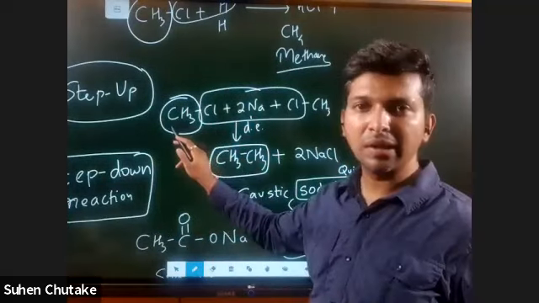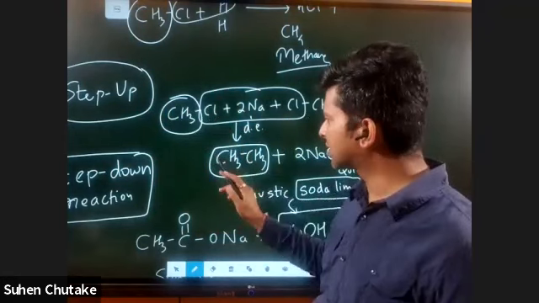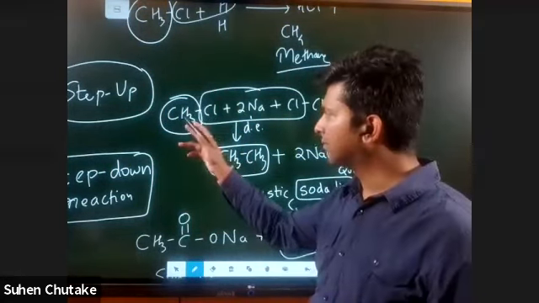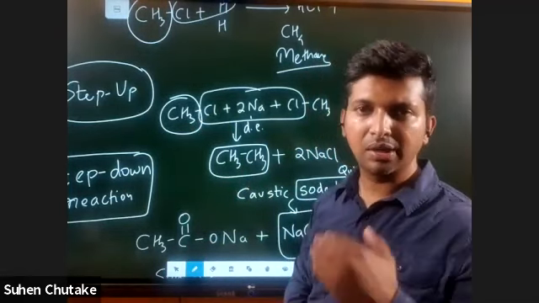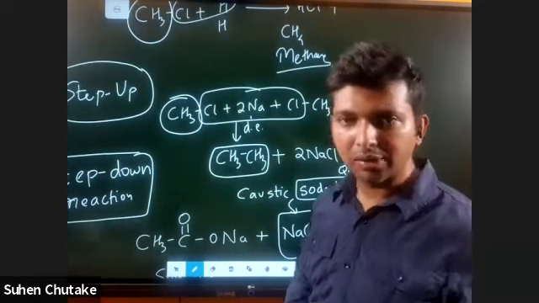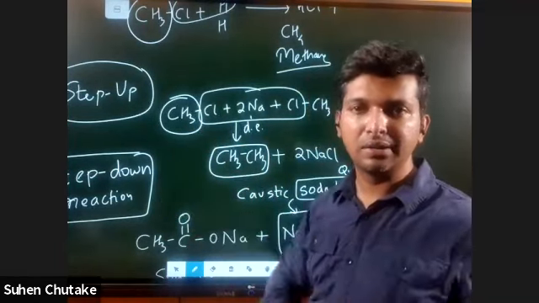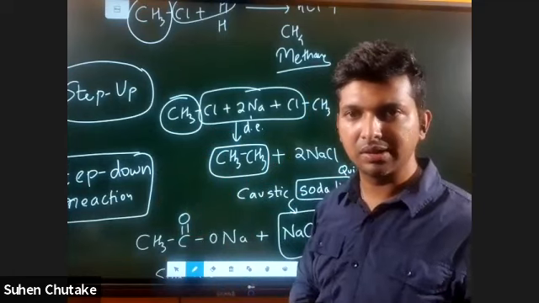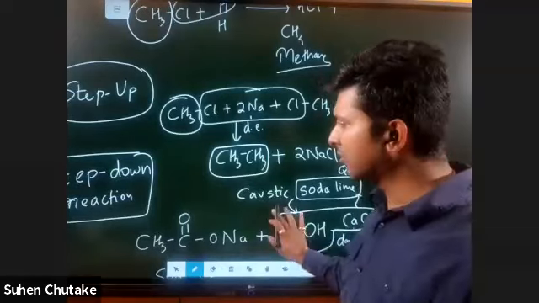So step up means the reactant had one carbon, a single carbon, but two of them connect and the number of carbons in the product has increased, from chloromethane to ethane. So methane becomes ethane, ethane becomes butane, butane becomes octane. So the number of carbons in the product are getting connected, they are increasing, the carbon chain length is increasing. So that is called a step up reaction.